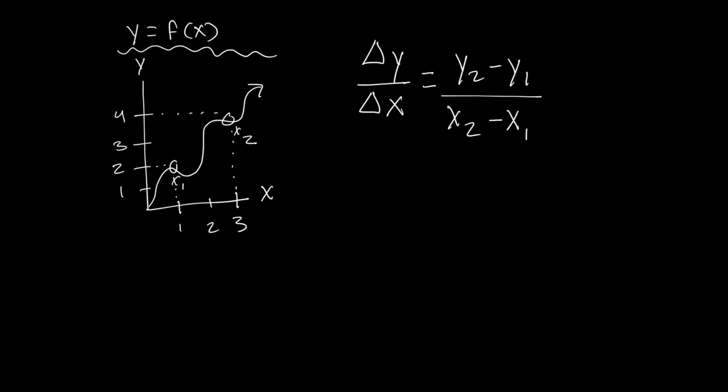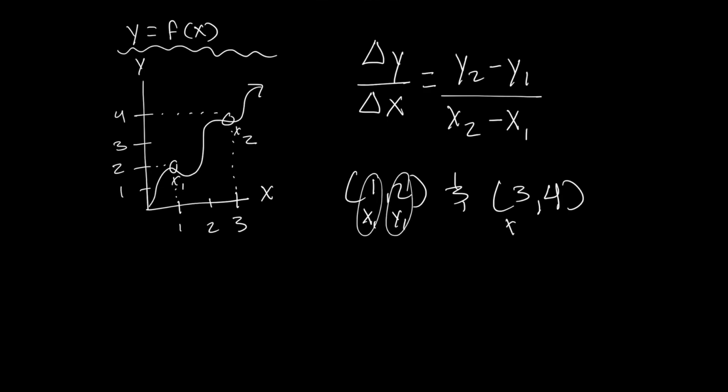Looking at the graph, we have 2 points at x sub 1 and x sub 2. These points are (1, 2) and (3, 4). So this would be our x sub 1, this would be our y sub 1, this would be our x sub 2, and this would be our y sub 2.